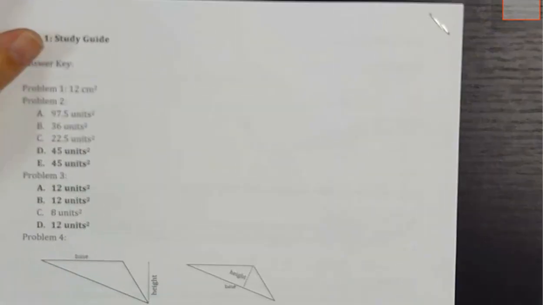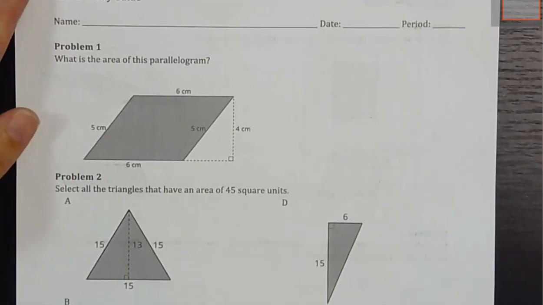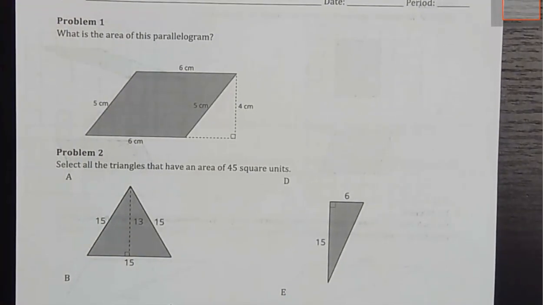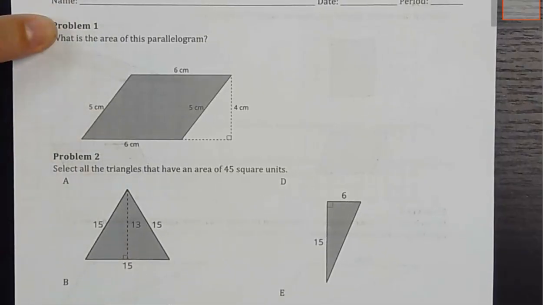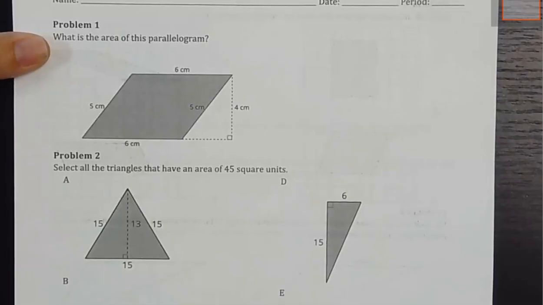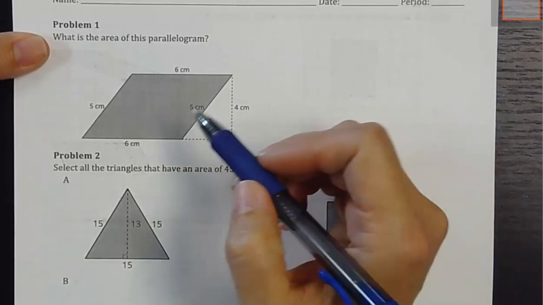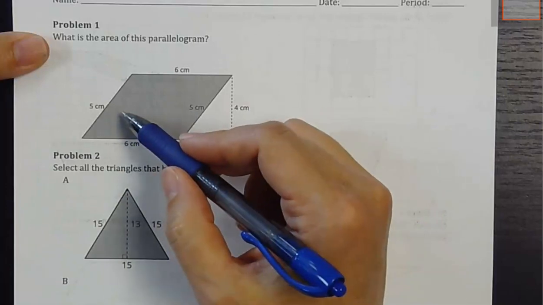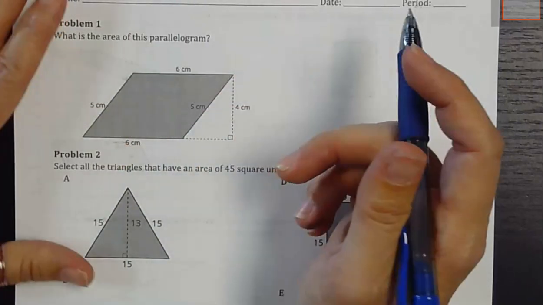Remember, the answers are on the back here. And then if you're still stuck, then watch the video. So I'm going to go through each of these problems with you. For problem number 1, what is the area of this parallelogram? Remember, a parallelogram is just a four-sided shape where the opposite sides are parallel.